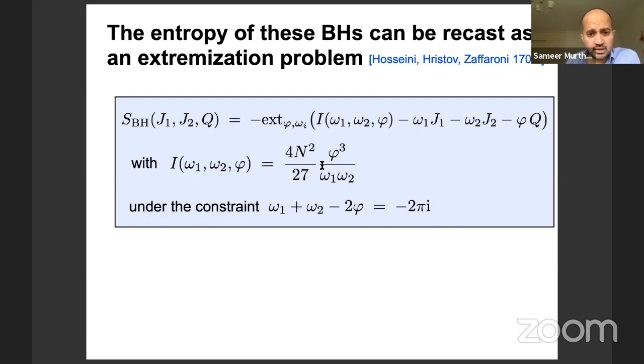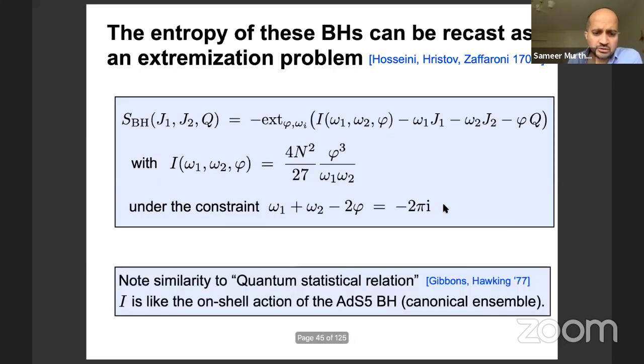Okay, so this is a very simple looking expression, and remember that there are only actually two independent charges, and correspondingly, there's a constraint between the three chemical potentials, which is this one: omega 1 plus omega 2 minus 2 phi is minus 2 pi i. Okay. And this reminds you of what is called the quantum statistical relation, that at least for thermal black holes, it's well understood since the 70s and 80s that the entropy of the black hole can be recast as the on-shell action of the Euclidean space, appropriately regularized. All right? So that's useful for us, and we're going to try to do that.